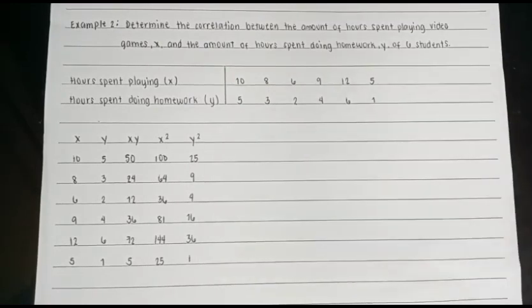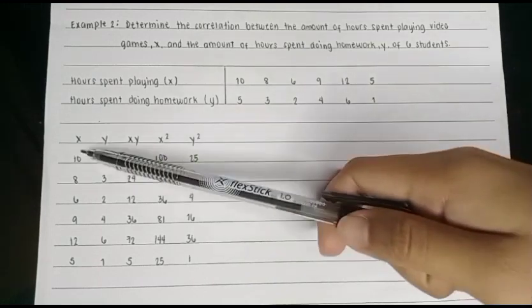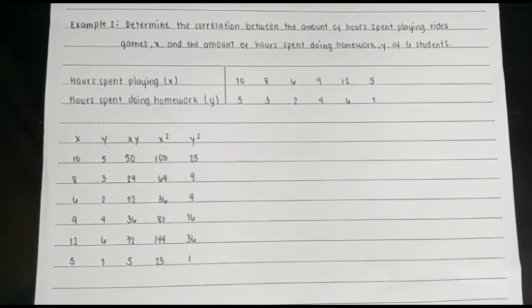After that, kukuhain naman natin ang sum each column. Let's start sa x. Add lang natin sila lahat to get the sum, but yung values lang muna ng x natin. And the rest, same process lang. Simply add lang to get the sum. So, 10 plus 8 plus 6 plus 9 plus 12 and plus 5. And that will be 50.